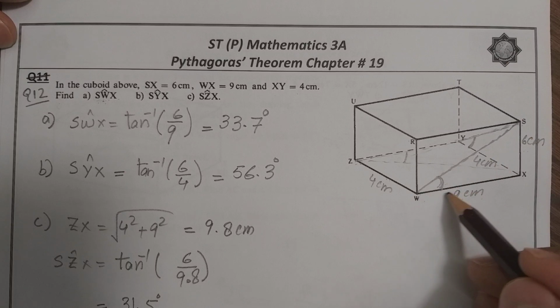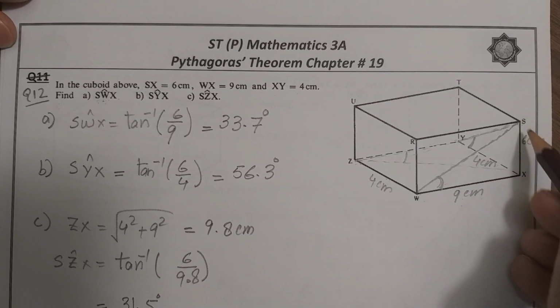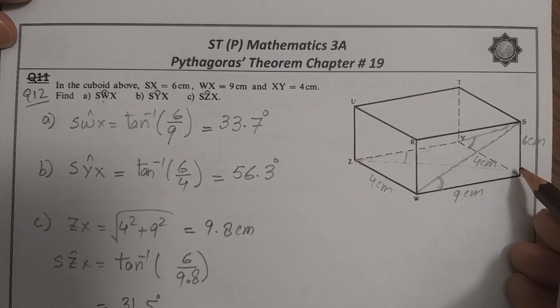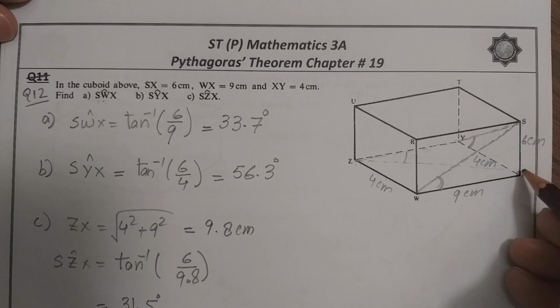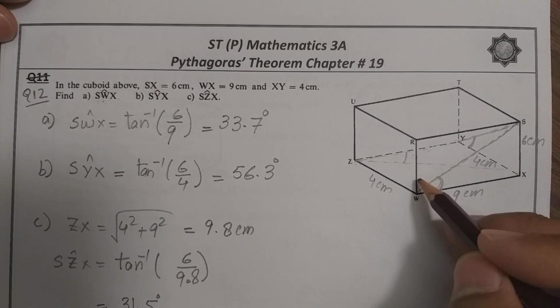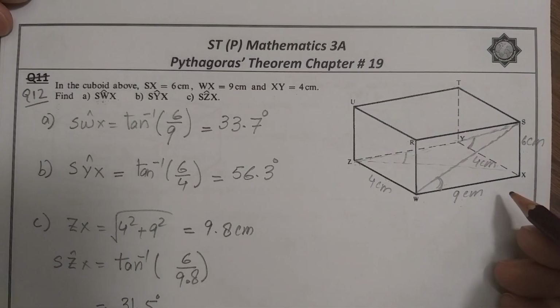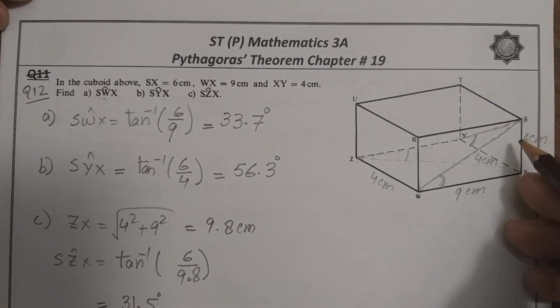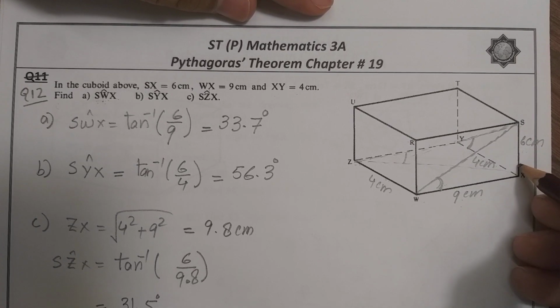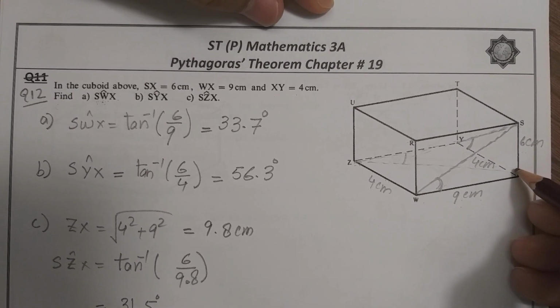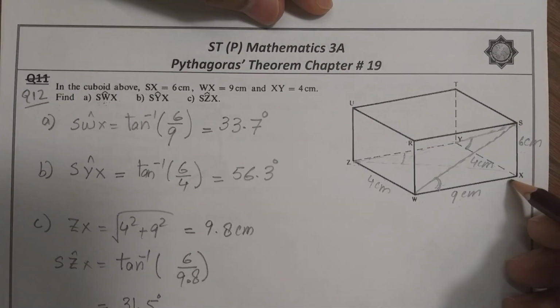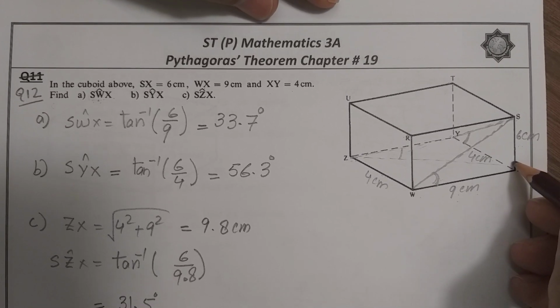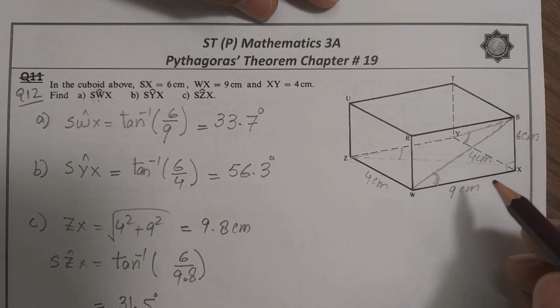Keep in mind, viewers, all the corners are right angle corners in the cuboid, because all the sides are rectangles. In a rectangle all four corners have a right angle, so it means this is a right angle. So according to this it becomes a right angle triangle, and we know the Pythagoras theorem.